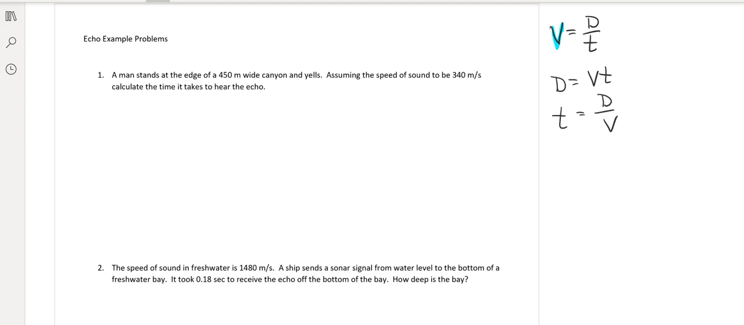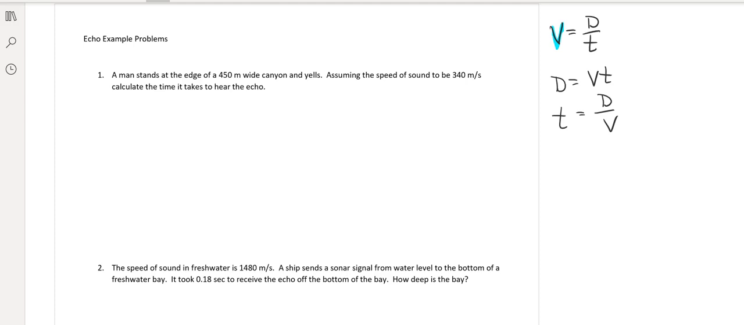But with echo type problems, the key feature, which makes them a little bit unique, is a factor of 2. You're going to have to realize that the common mistake people make is they don't put in the appropriate factor of 2. Now I'm going to draw a diagram that'll show that here.